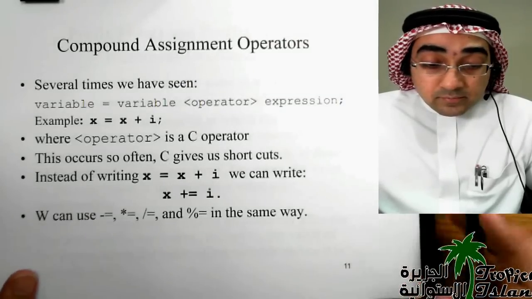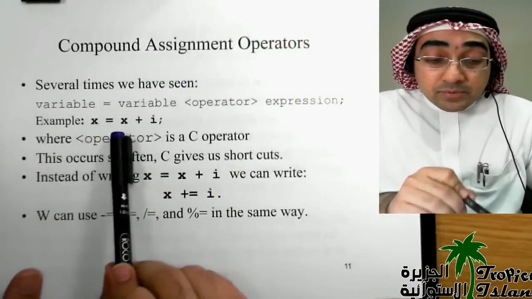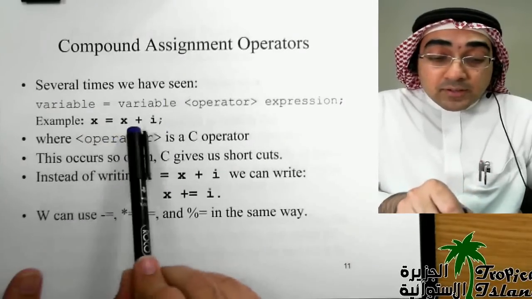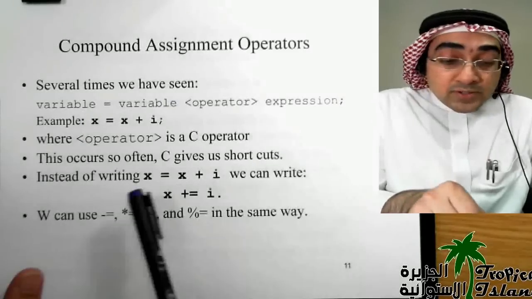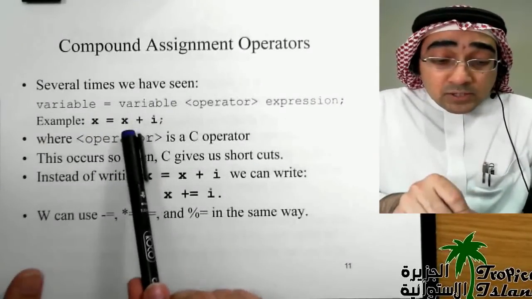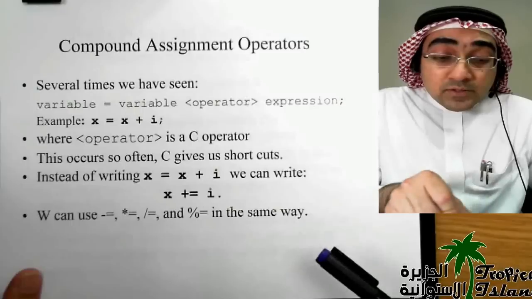Okay, so we've seen this expression several times in our program: x is equal to x plus i. That means take the value of x, add to it i, and then assign the new value back to x. Eventually it means increment the value of x by i. Okay, this is what this statement actually means.